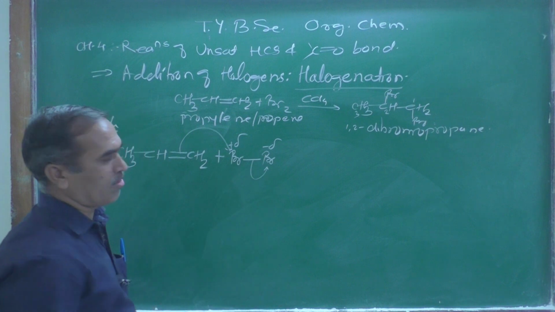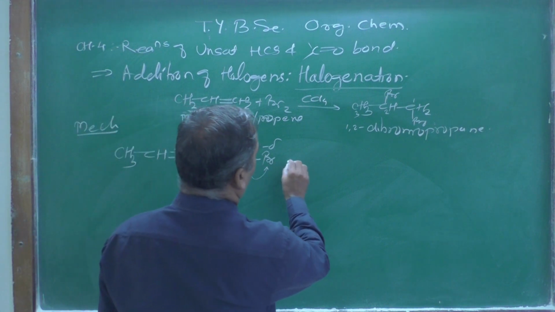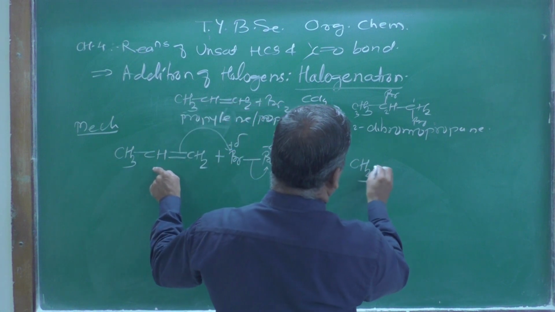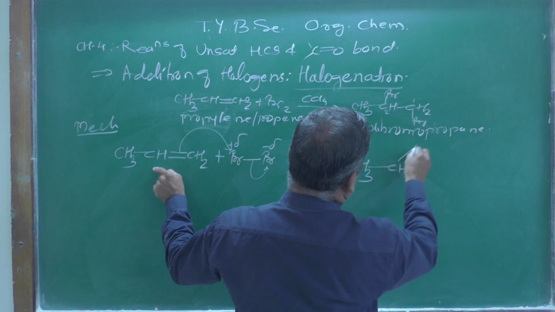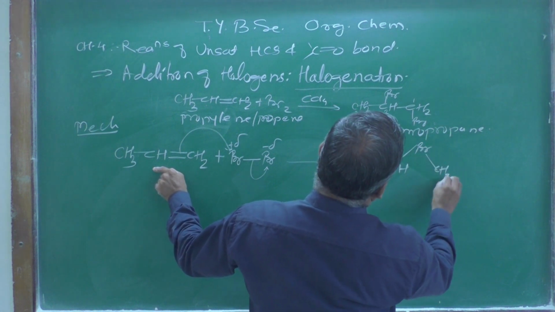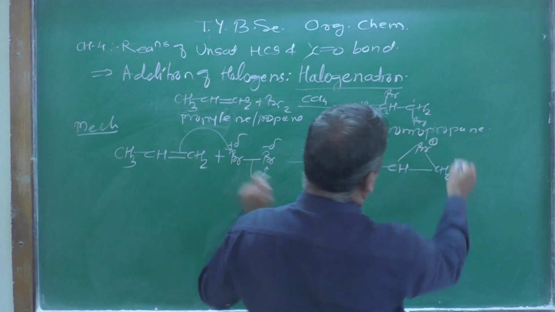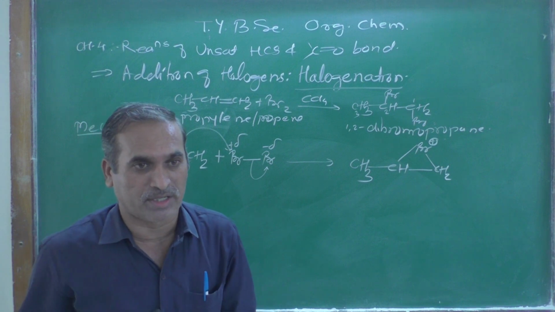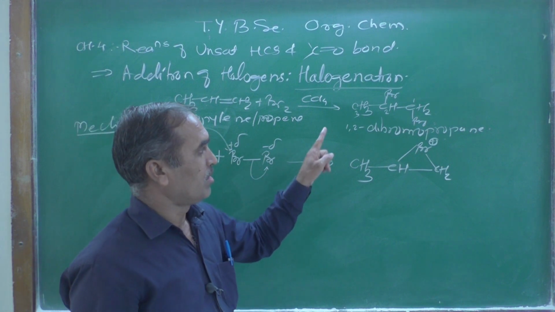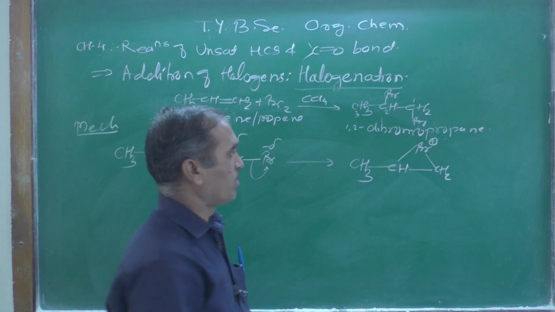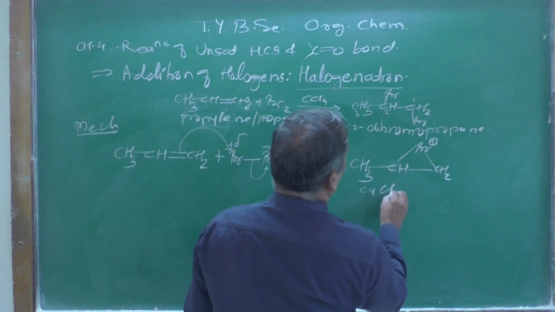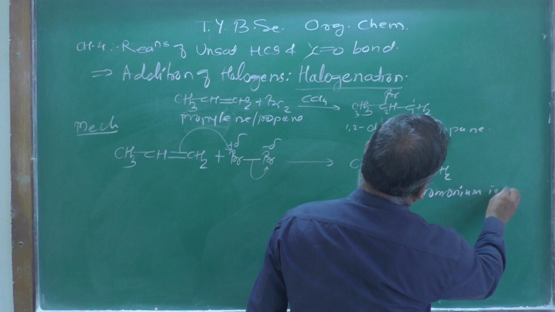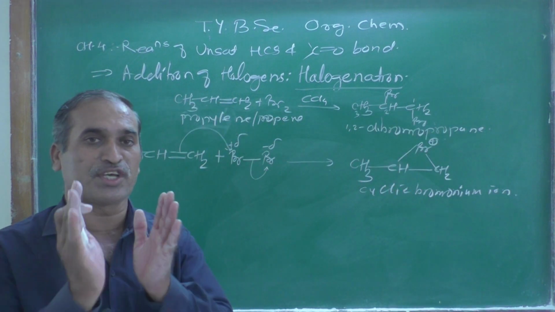There is a departure of the second bromine, and you are going to get the formation of the intermediate like this: CH3, then CH, Br and CH2, with a positive charge. A three-membered cycle is formed here, and therefore this is called a cyclic bromonium ion. This cyclic bromonium ion is the intermediate.